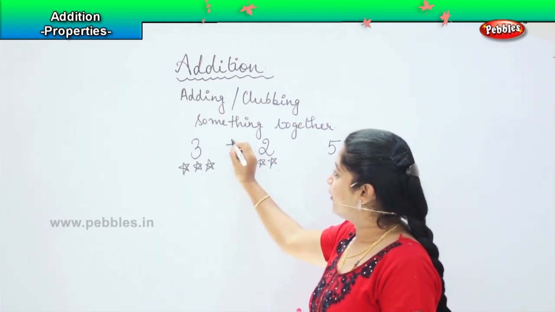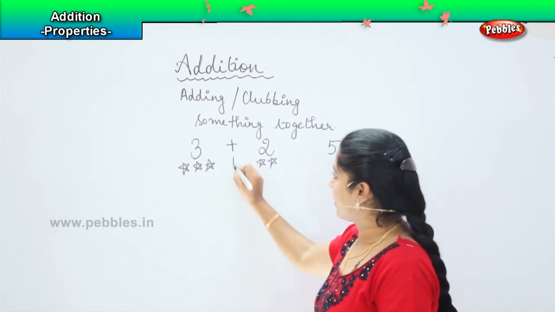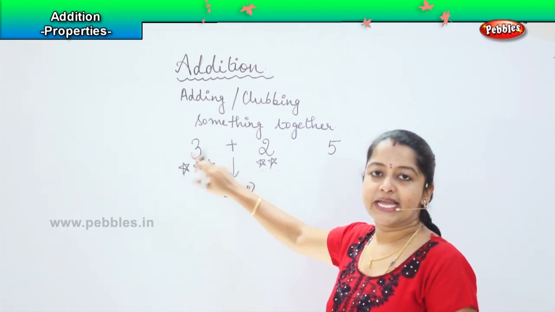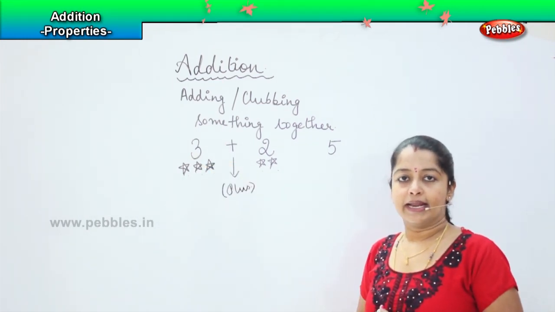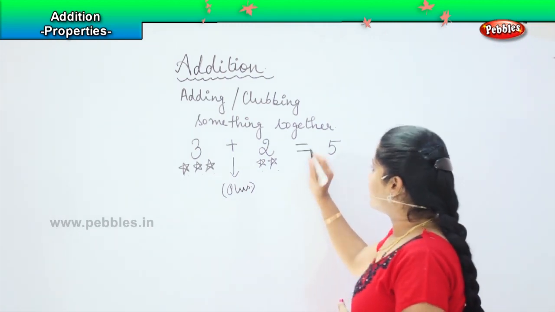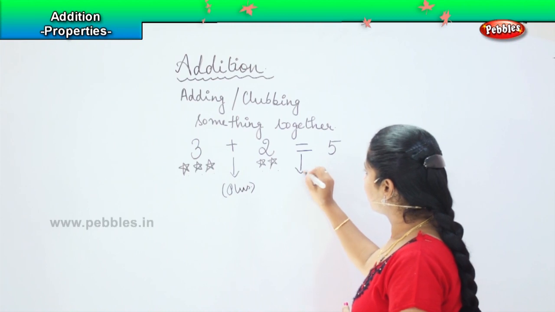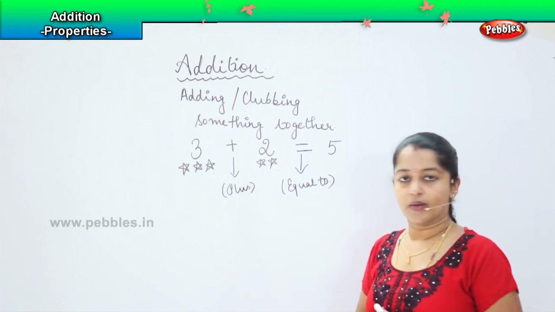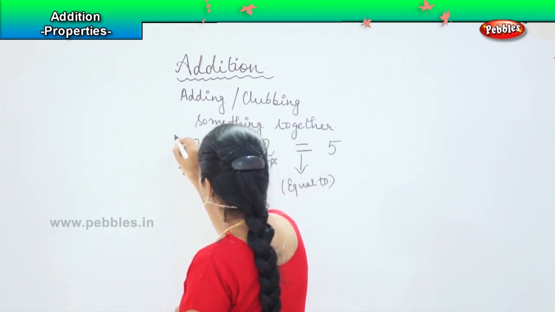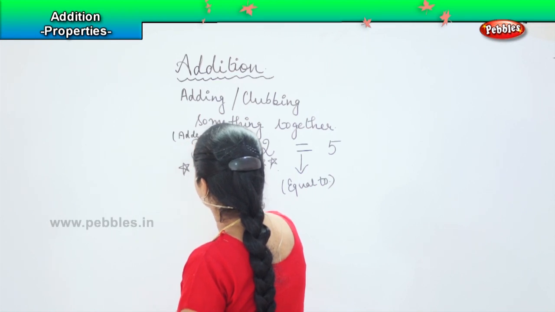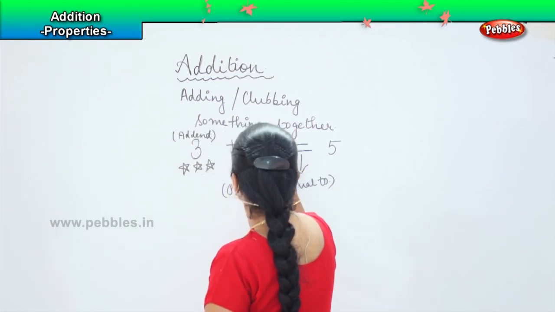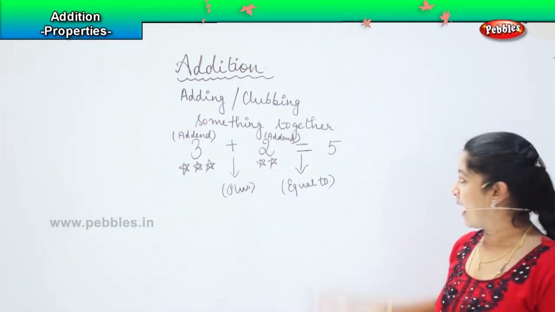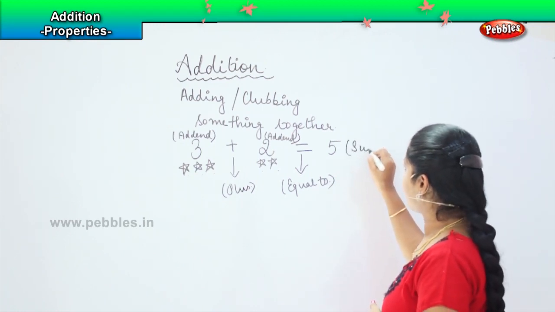Basically in addition we use the symbol plus, right? This is called my plus symbol. So whenever you see this symbol, it means that you need to add the two given numbers. Okay, and the answer is denoted with an equal to. This is called my equal to. Okay, and this one, the 3, is called my addend. And this 2 is also my addend. And the answer is my sum.